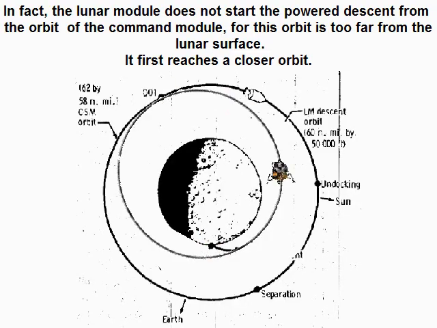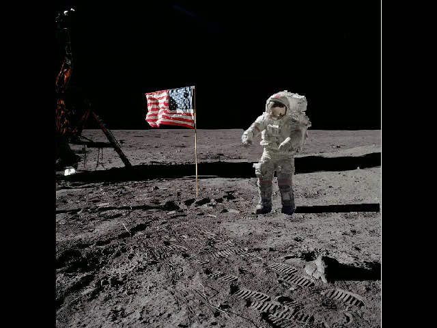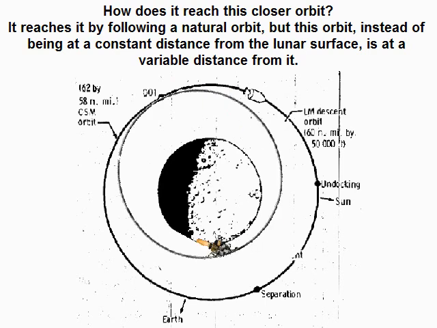In fact, the lunar module does not start the powered descent from the orbit of the command module, for this orbit is too far from the lunar surface. It first reaches a closer orbit. How does it reach this closer orbit? It reaches it by following a natural orbit, but this orbit, instead of being at a constant distance from the lunar surface, is at a variable distance from it.